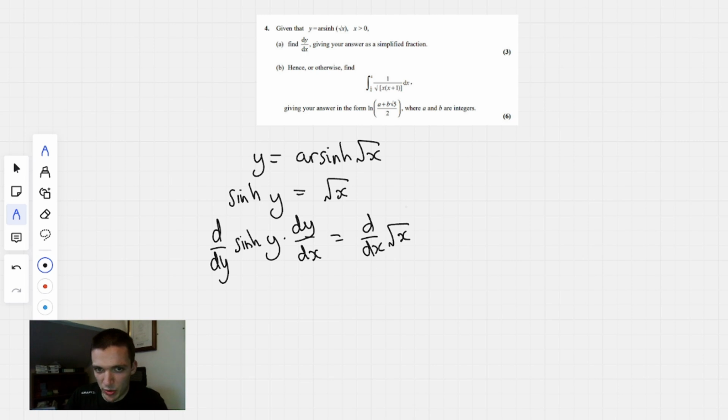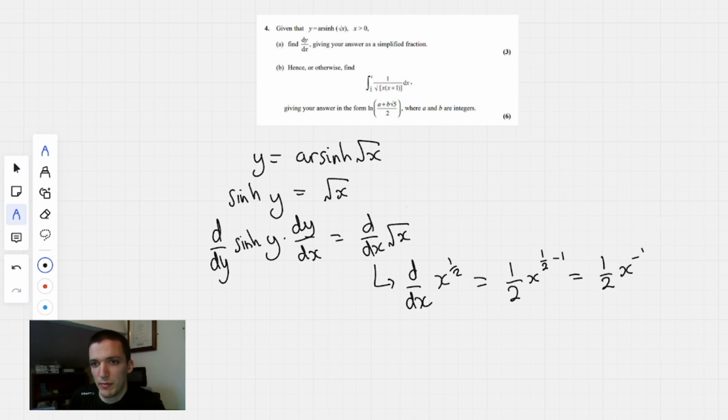Now this right hand side is quite easy because the square root of x is x to the 1/2, so this is d by dx of x to the 1/2, and as we know in the power rule, you multiply down by the power, so 1/2 x, and then subtract 1 from that power like this. That's 1 over 2 x to the minus 1/2, which is 1 over 2 times the square root of x.